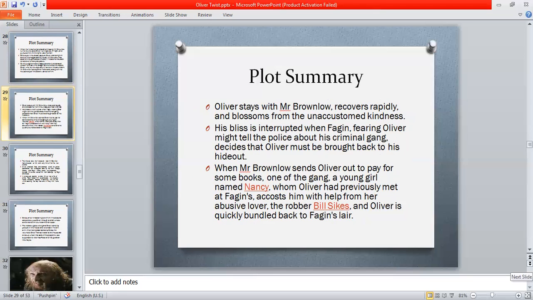Oliver stays with Mr. Brownlow and he recovers his health rapidly and blossoms from the unaccustomed kindness of Mr. Brownlow. His happiness is ended when Fagin, the leader of the gang of thieves, fearing Oliver might tell the police about the criminal gang, decides that Oliver must be brought back to their hideout. When Mr.